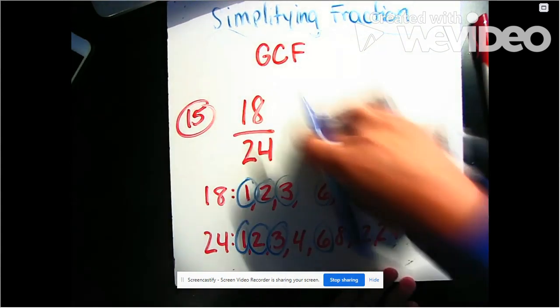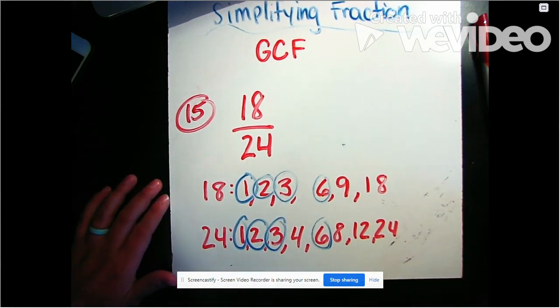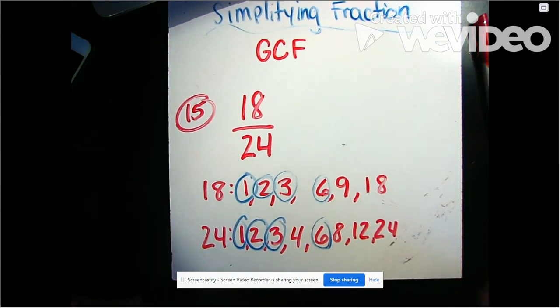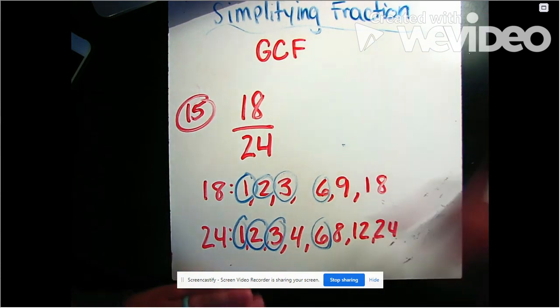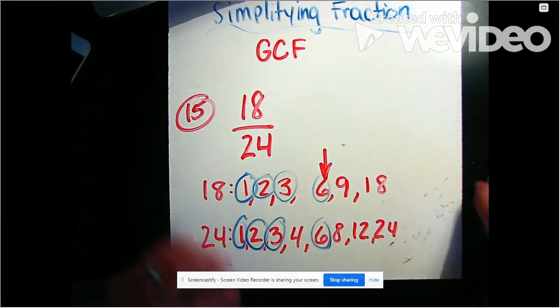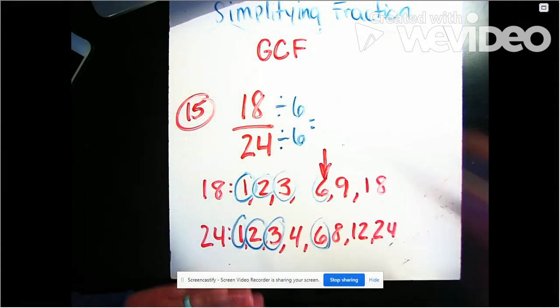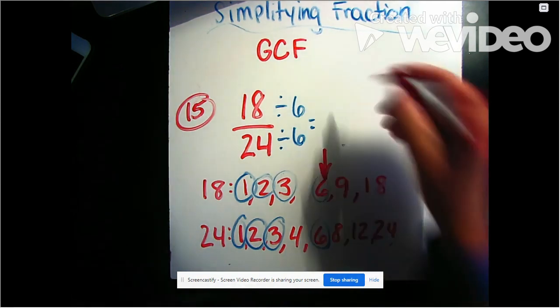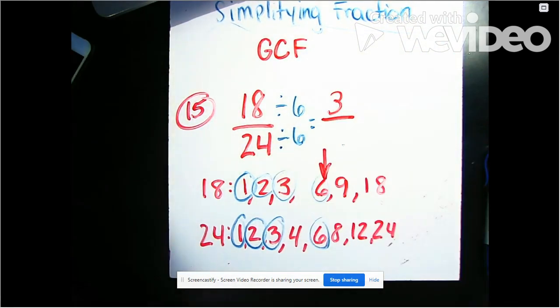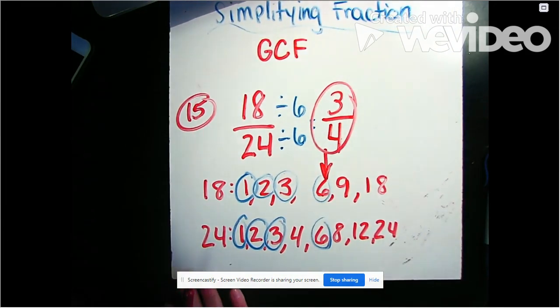When using the greatest common factor method, I want to choose the biggest factor they have in common. So the biggest factor they have in common is 6. If I divide each of these numbers by 6, 18 divided by 6 is 3. 24 divided by 6 is 4. So my simplified form of 18/24 is 3/4.